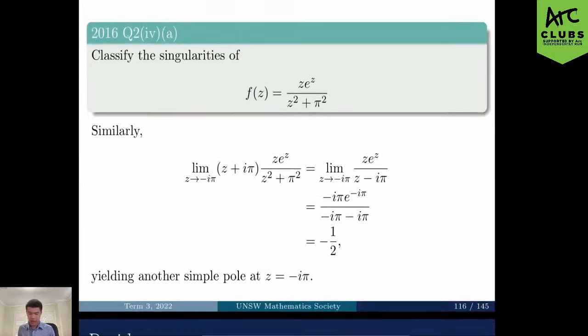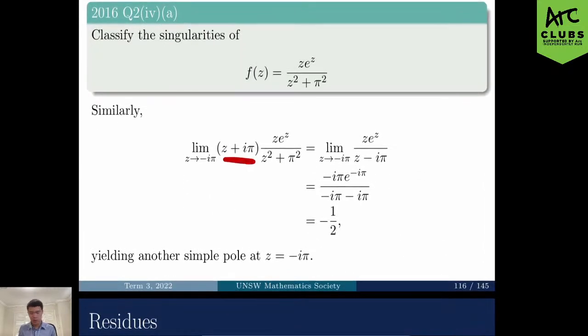You do the other one, same kind of idea. You multiply through by z plus i pi, and then you end up with z minus i pi on the bottom. And you can just get that to be minus a half. And that's another simple pole.